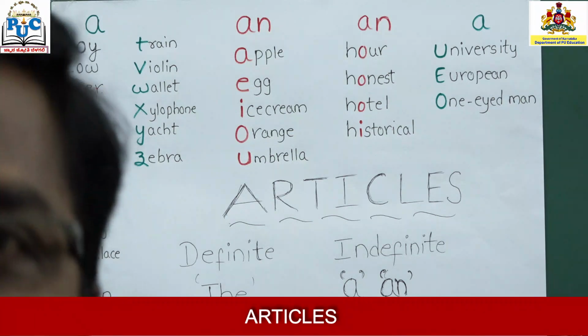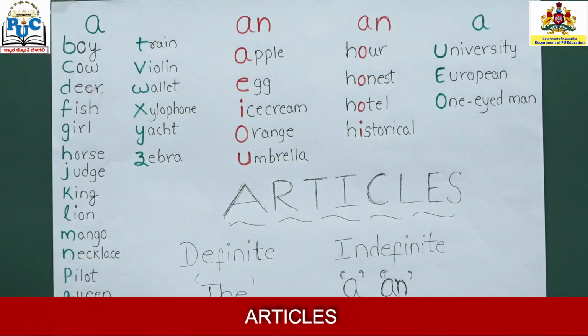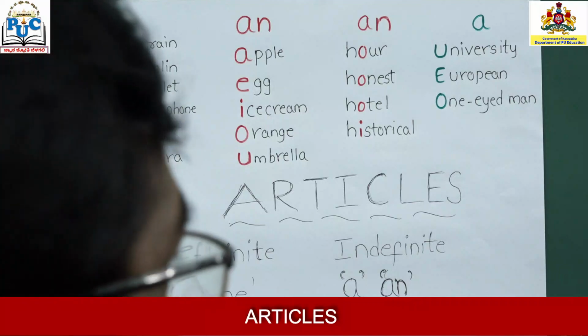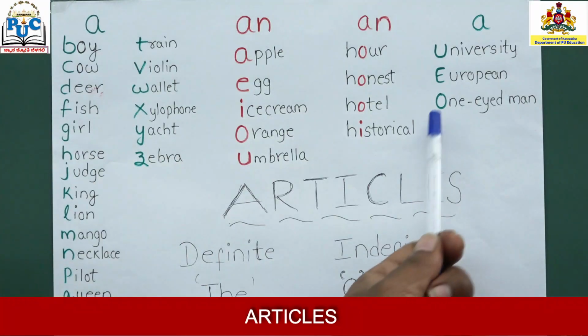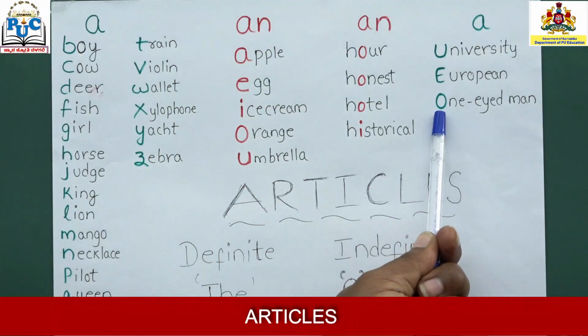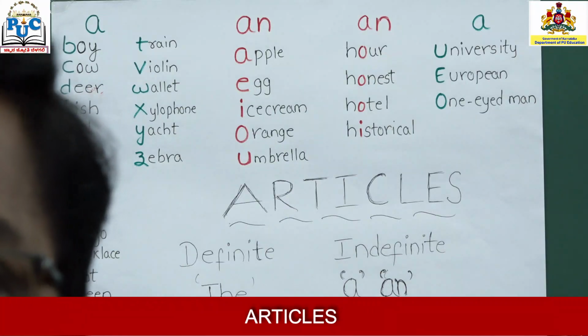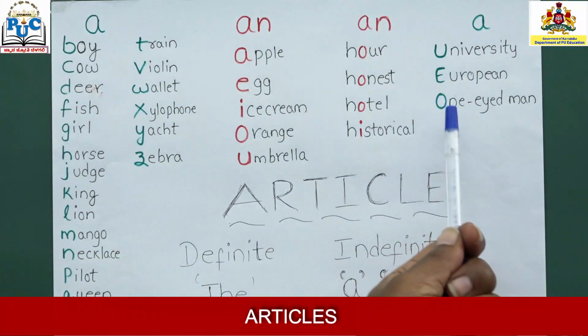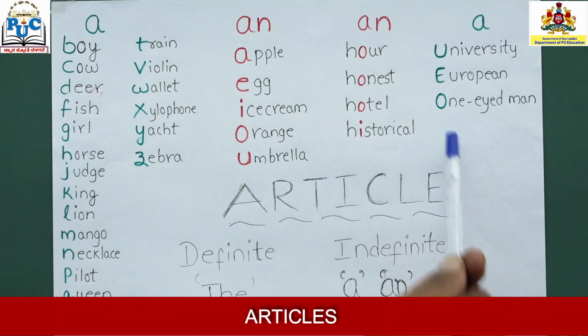Now just articulate or pronounce university. When you say university, it is Y-U. What is Y? Y is a consonant. When you say European, it is Y-U. When you say one, it is a consonant sound.